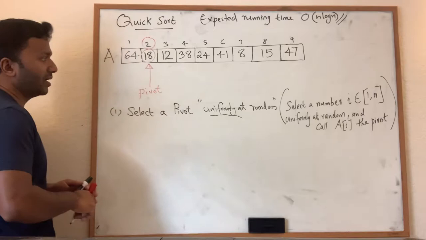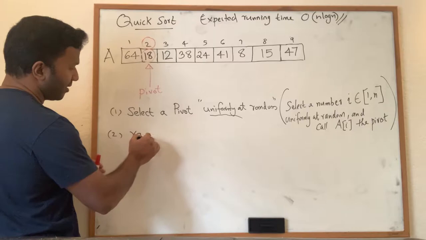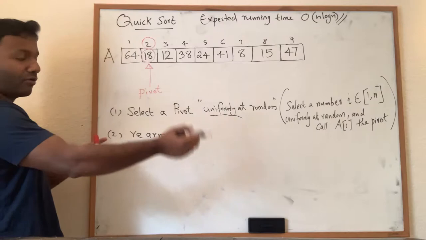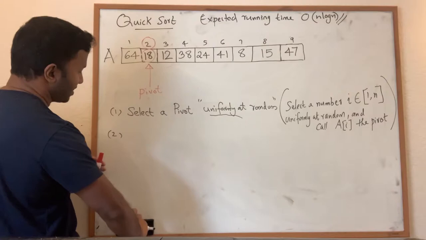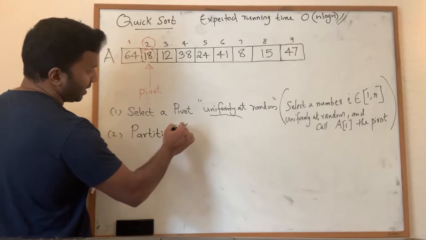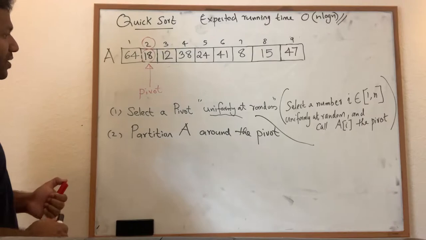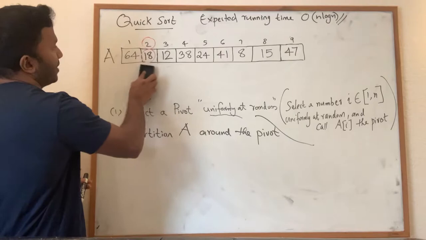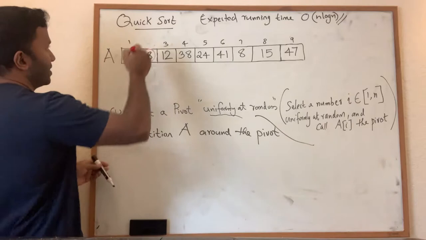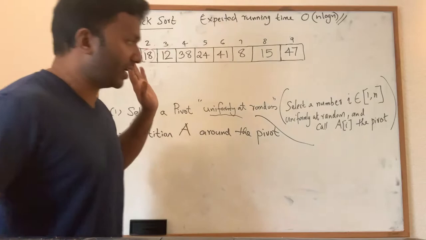Okay. The second step is to rearrange the elements in A around the pivot, or in other words, partition A around the pivot. This is the second step. So what I'm going to do for this is the following. Once I have selected this pivot, as the first step, I want to move this pivot to a fixed position for the time being.